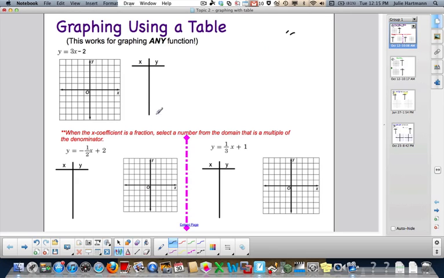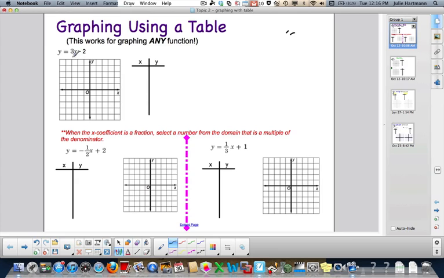Graphing using a table. This works for any function at all. Not just, today we're focusing on linear functions, but it doesn't just work for linear. If you have quadratics or constants, any type of function, this works for graphing.